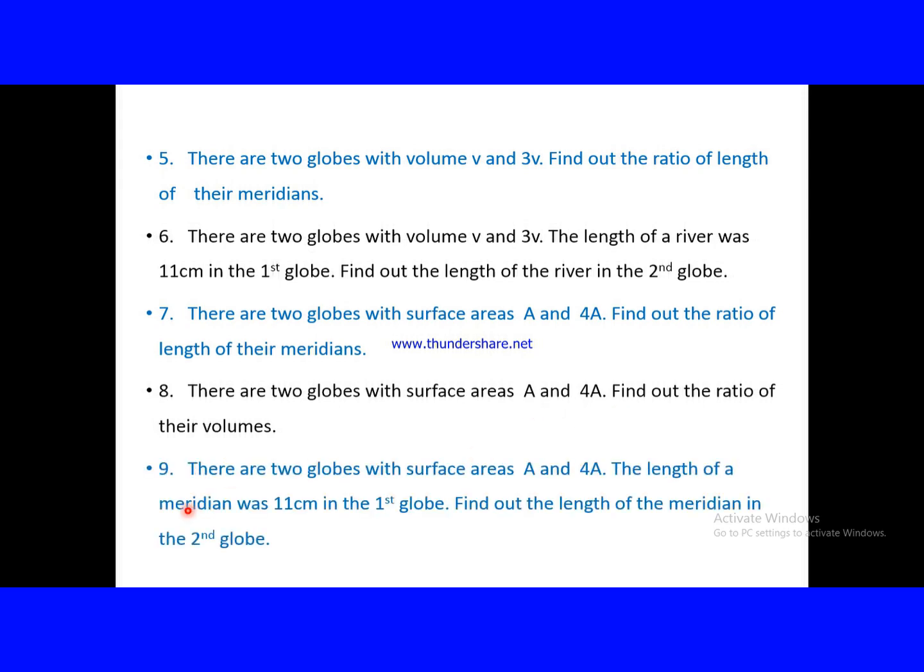And finally, there are two globes with surface area A and 4A. The length of a meridian was 11 centimeter on the first globe. What would be the length of the meridian on the second globe? Here volume was given and here surface area is given, otherwise the problem is same. So let us try to solve all these problems.